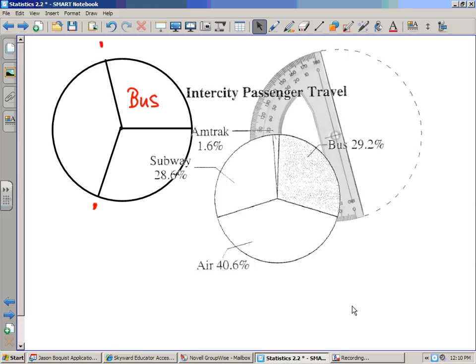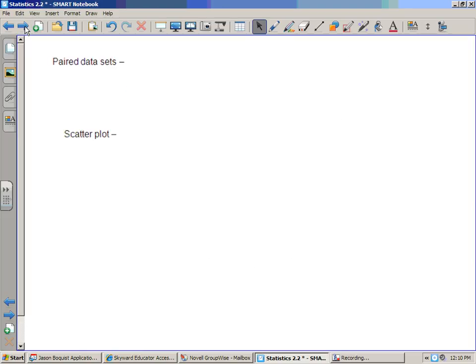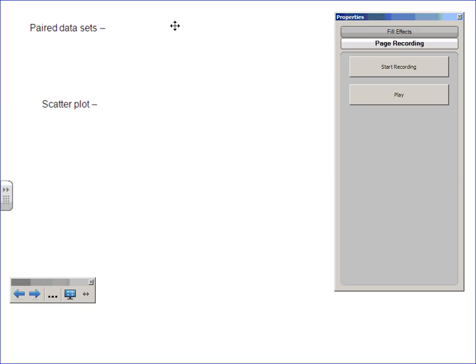Okay, so any questions on the pie graph? I think you've seen those before. No big deal, right? Paired data sets. I think you might have to flip over. Is that on the same page for you? Okay.